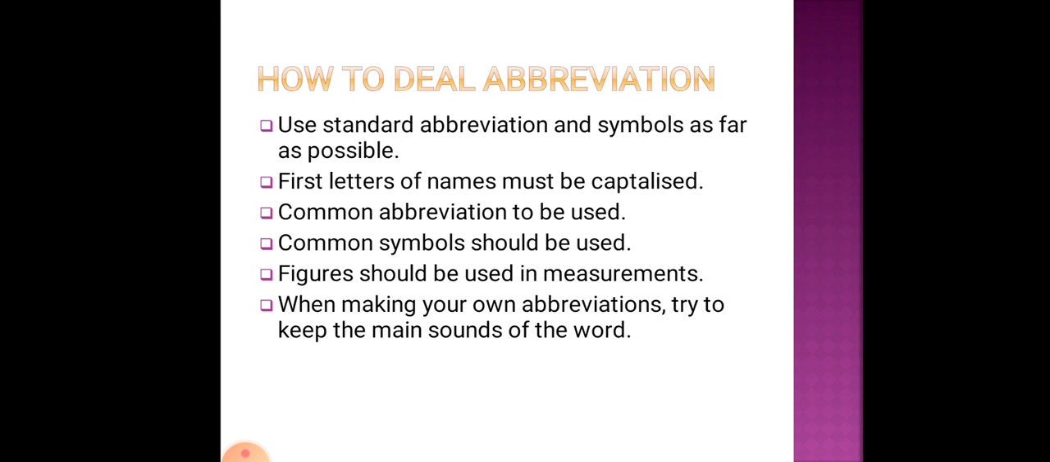Then common symbols should be used. For falling or rising, the arrow up and down. For equal, you can put the sign of equal. Figures should be used in measurements. For example, 100 kg, 1000 mm, and so on. When making your own abbreviation, try to keep the main sound of the word. For example, the word is education. So you need to add ed in the front and then n. Then another example is development, for which you can use DVLPT.